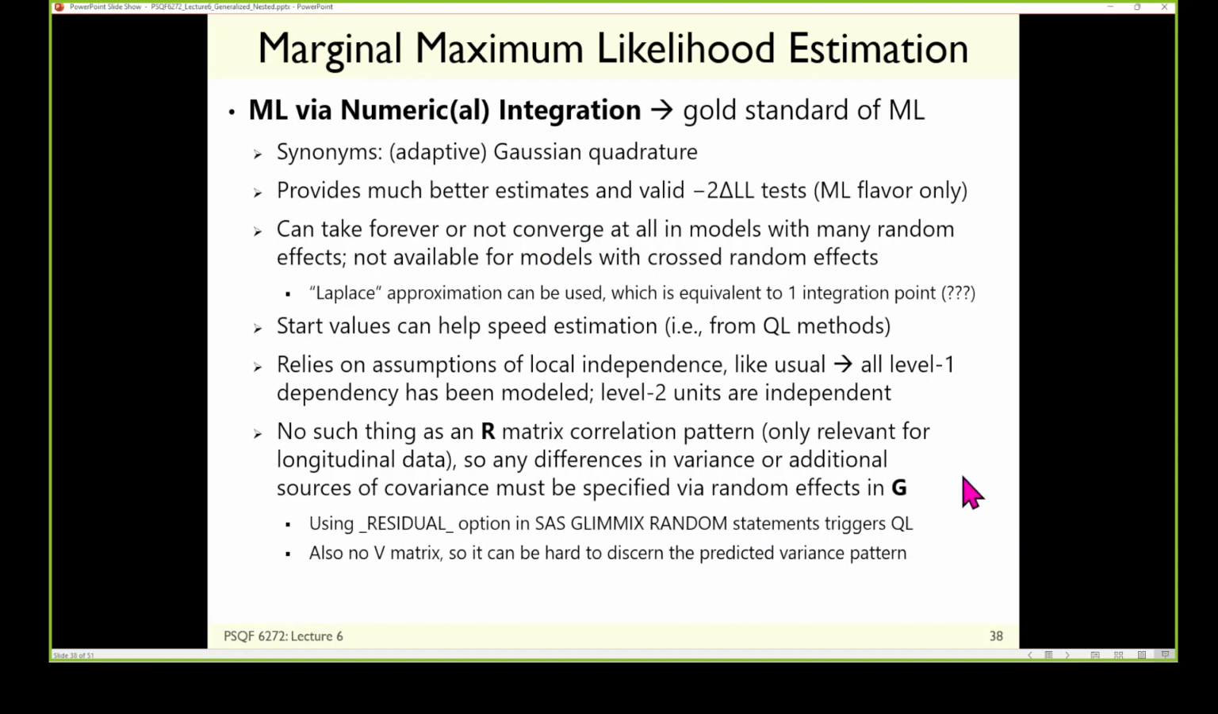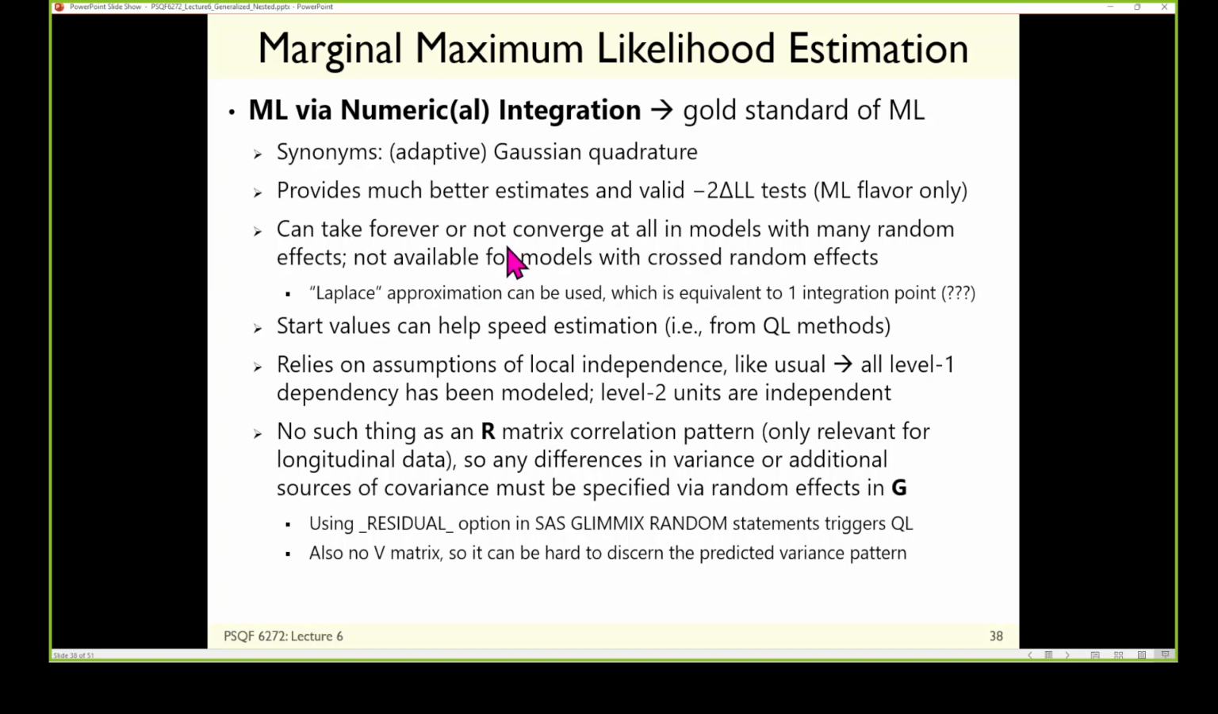What is considered the gold standard of estimation, if you're not in Bayesian land, is something called numeric or numerical integration. I've seen it written both ways. This is otherwise known as marginal maximum likelihood. If you learned about it in the IRT class, yes, this is the same thing. Synonyms for this is Gaussian quadrature. Gaussian means normal. So it means we're going to take the normal distribution and sort of carve it up into rectangles to try to figure out the area under the curve that way.